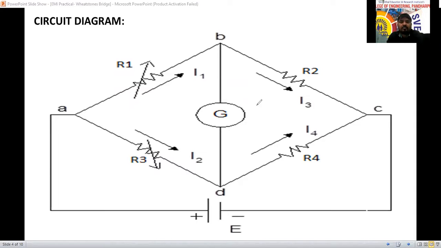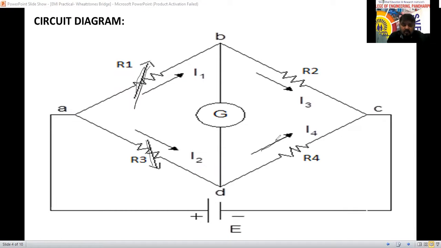Today we are going to do the practical. See here, this symbol indicates a variable resistance. This is the fixed one we are going to use. R1 and R4 are also fixed, and R3 is also fixed. Out of these 4 resistances, any one resistance we can consider as the unknown resistance.